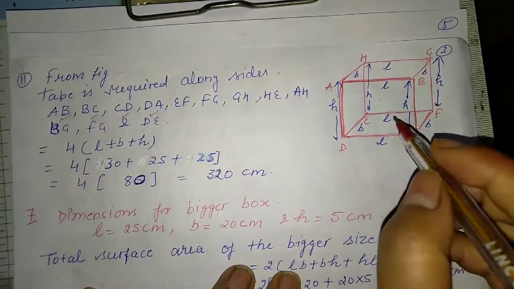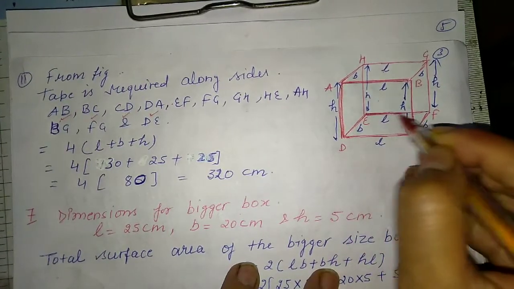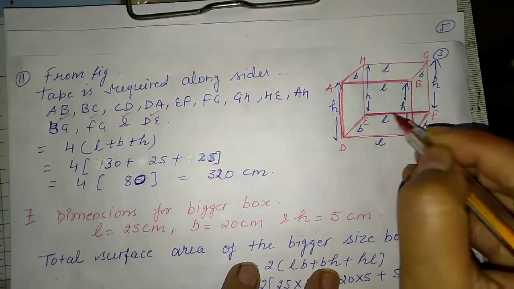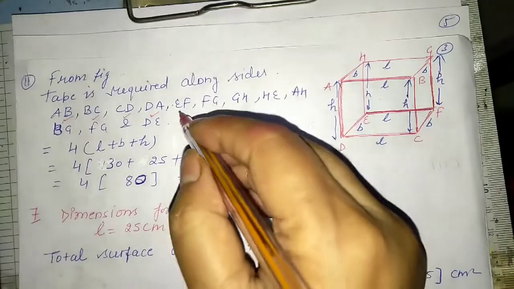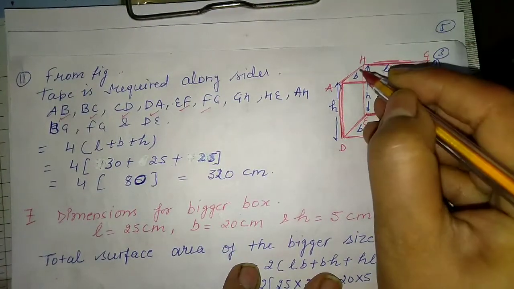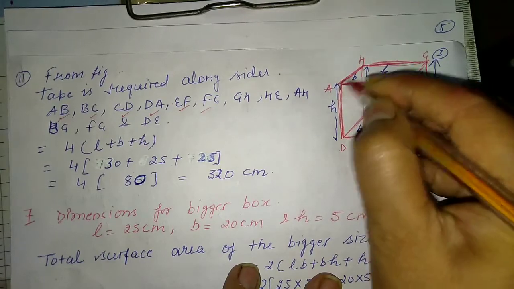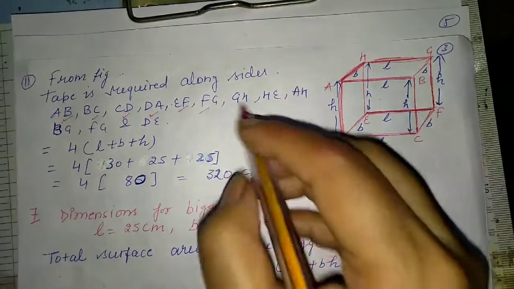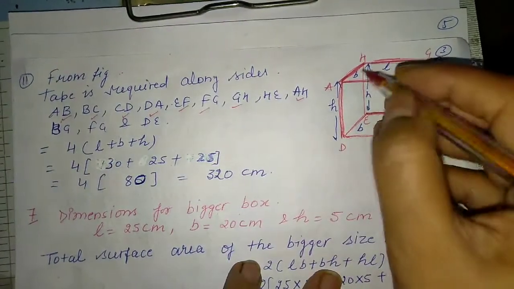Then we have here EF. This is EF. This one. This is the another joint. EF. Then FG. EF, FG, then GH, and then HA. Here, GH and HA. Then we have HE this side.